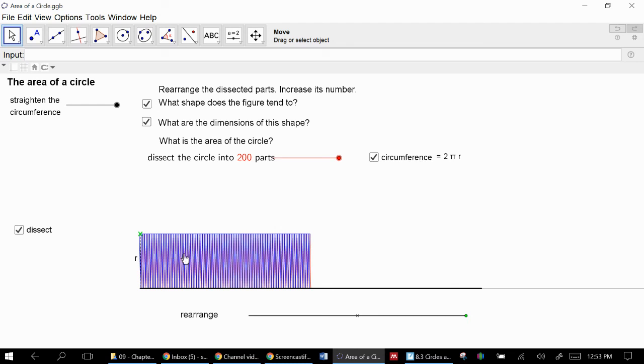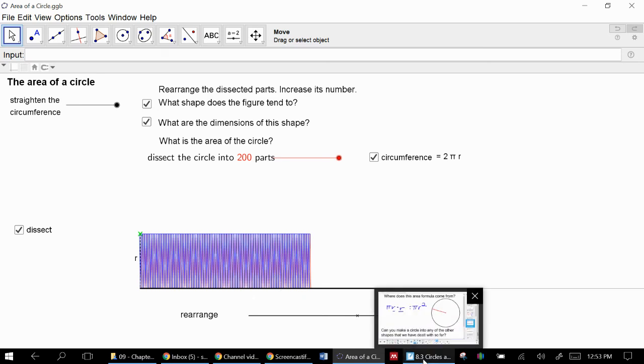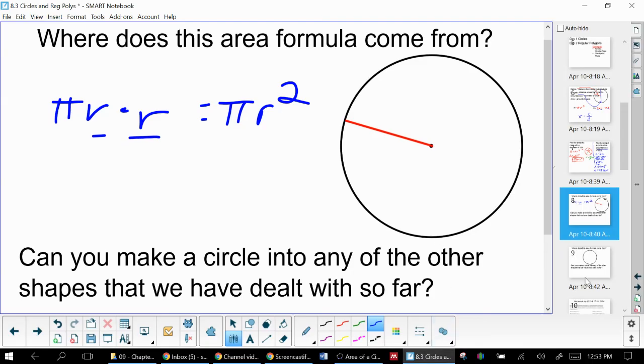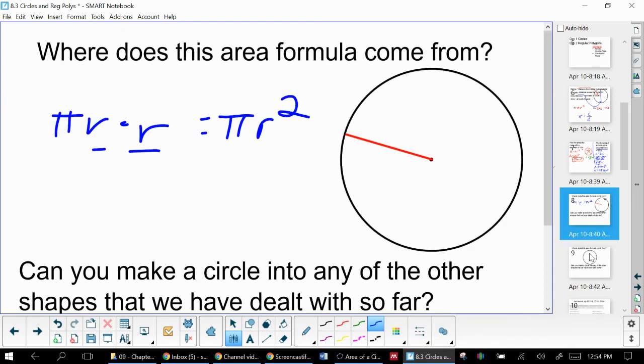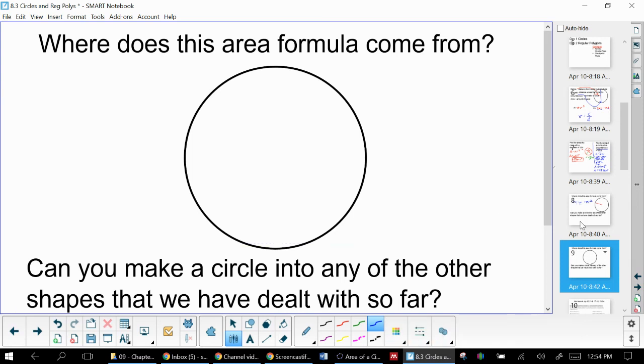It's an idea that you're going to talk about much later on, moving into pre-calculus. It's called a limit, and we can actually do that in math. It's kind of this idea of as these pieces get smaller and smaller and smaller, this thing will get closer and closer and closer to a rectangle. And so that's where the area formula for a circle comes from. For some reason I have that in there twice.